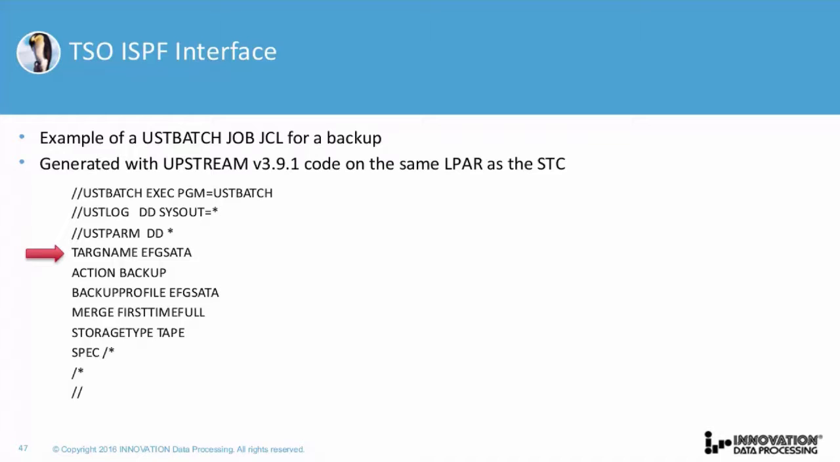In this case, we call it EFG SATA. The action we want to do is a backup. The backup profile that we want to use is called, in this case, it happened to have the same name, EFG SATA. Then the merge keyword says what type of backup this will be. We then say what storage type we will be using, in this case tape. And then we have that simple backup specification that Pat mentioned earlier.